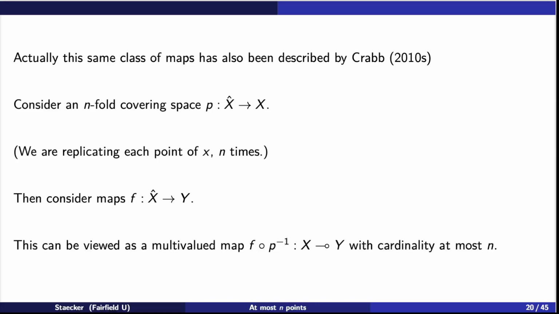If you think about it, if you consider this thing, you do the inverse of this covering first. So you start in x, pull back to n different values, and then you push them over with f. What results is a multi-valued map with cardinality at most n.